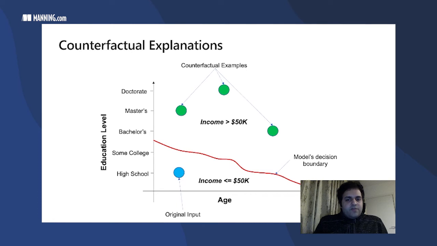So in this case, the counterfactual example would say that the model would have predicted this outcome if that user had a degree that was higher than a high school degree, that is either a master's, bachelor's, or a doctorate. And that's essentially what the whole problem of coming up with counterfactual examples or counterfactual explanations is about.